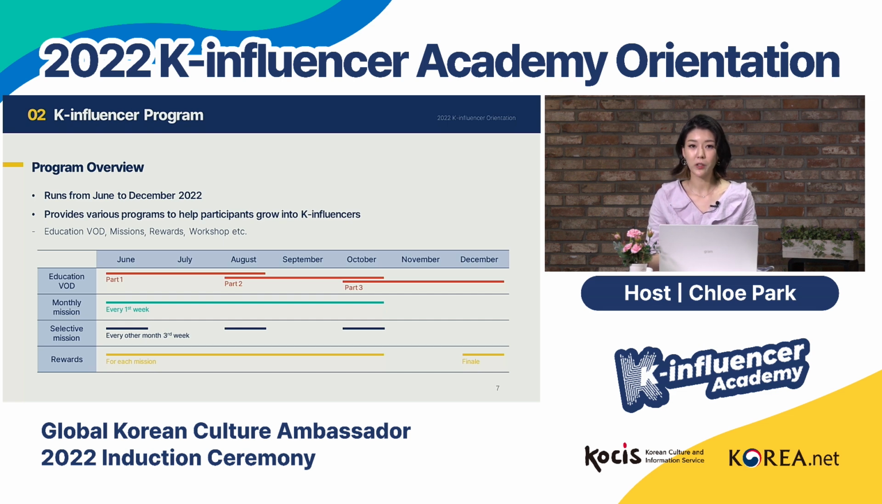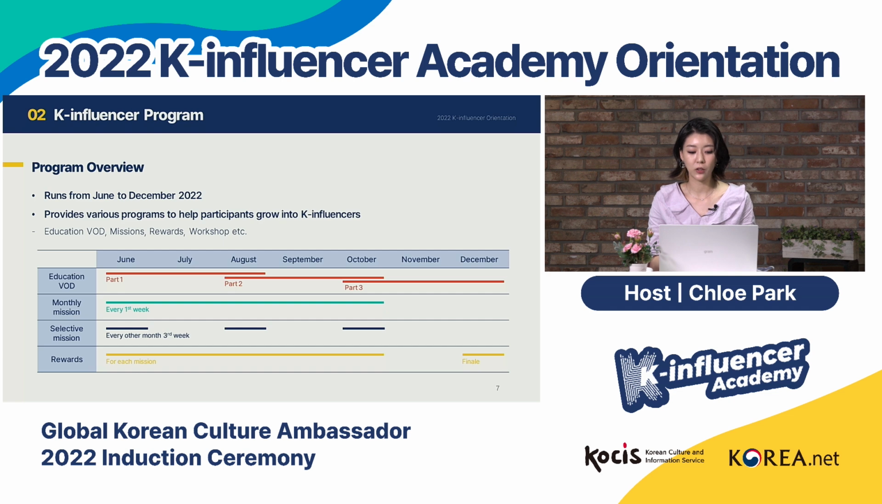There will be 1 mission given in the first week of each month. So for 7 months, we have 7 missions that will be released, one every month. And in addition to that, we have selective missions. Selective missions are additional missions that we give to our K-influencers beyond the monthly missions. And a selective mission is released every other month in the 3rd week of the month.